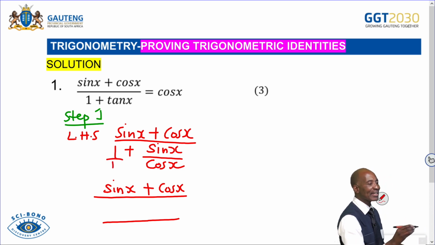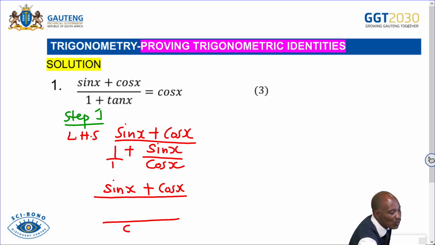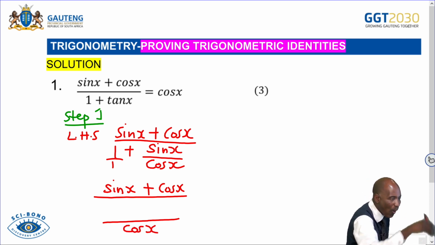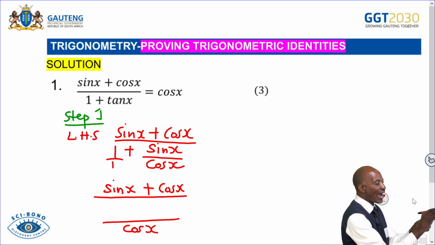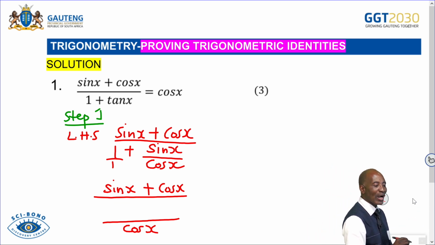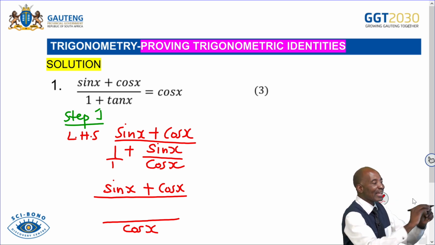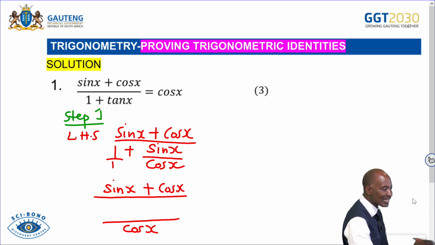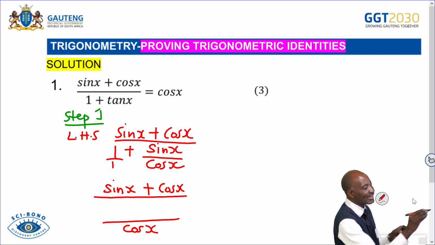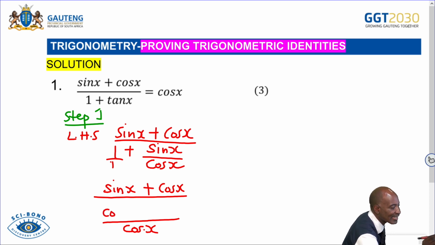This is over 1. My common denominator here is going to be 1 times cos, which is cos of x. So 1 times cos is cos x, which is going to be our new denominator. We leave sine x plus cos x as is for now, then focus on the denominator. How many times does 1 go into cos? It's cos times 1, you get cos x.